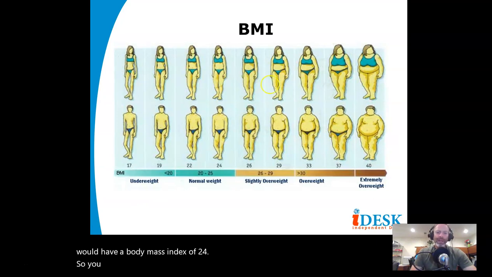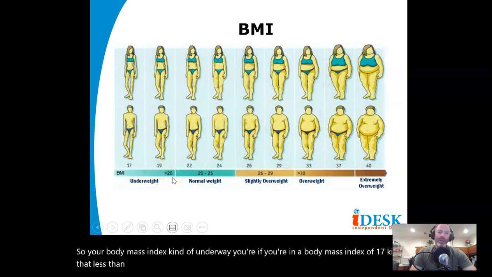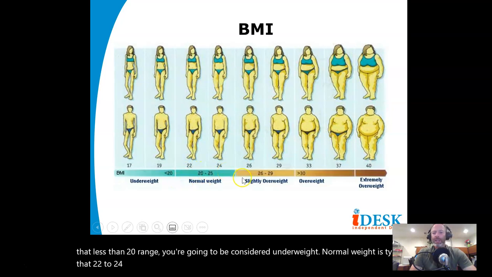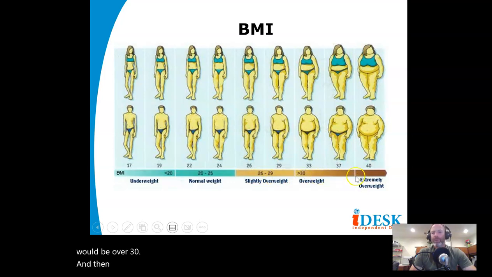So for your body mass index, if you're at a body mass index of 17, in that less than 20 range, you're going to be considered underweight. Normal weight is typically that 22 to 24 range. Slightly overweight is 26 to 29 in general, and then overweight would be over 30, and then extremely overweight would be 40 or above.